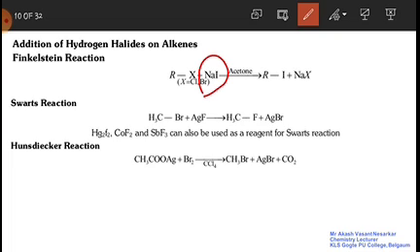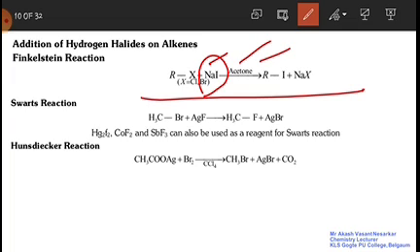So this one is important, and dry acetone. Whenever you get this reaction, based on the reagents present on the arrow mark, acetone and sodium iodide, you have to judge the name of the reaction. If sodium iodide is present and acetone is present, then it is Finkelstein reaction.